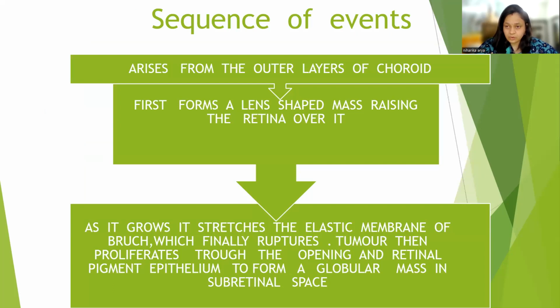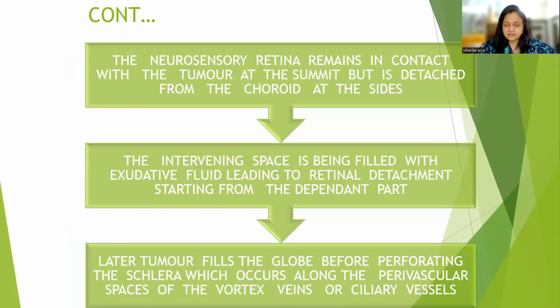So it starts from the choroid, then it forms a lens-shaped mass which is overlined with the retinal layer. Then as it grows, it stretches the elastic membrane of the Bruch and finally it ruptures. Then it comes into the subretinal space. Now after that, the neurosensory retina, which comes after the retinal pigment epithelial layer, remains in contact with the tumor at the summit, but is detached from the choroid at the site.